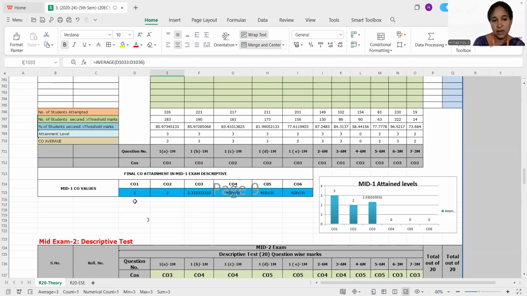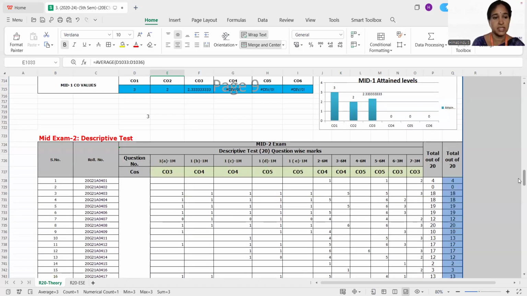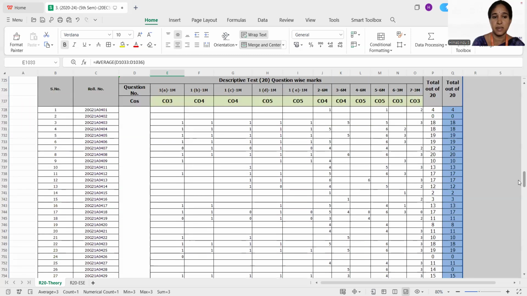This final attainment of CO1 or any particular CO is calculated by taking the average of attainment values achieved by that CO. For example, this CO1 final attainment value is calculated by taking the average of the attainment value of this CO1, the attainment value of CO1 here, and here the attainment value of CO1, and this CO1 attainment value. By taking the average of these 4 attainment values, we'll get the final attainment value of that CO. Similarly, for CO2 and CO3. These are the question-wise marks we consider for the mid-examination 2.